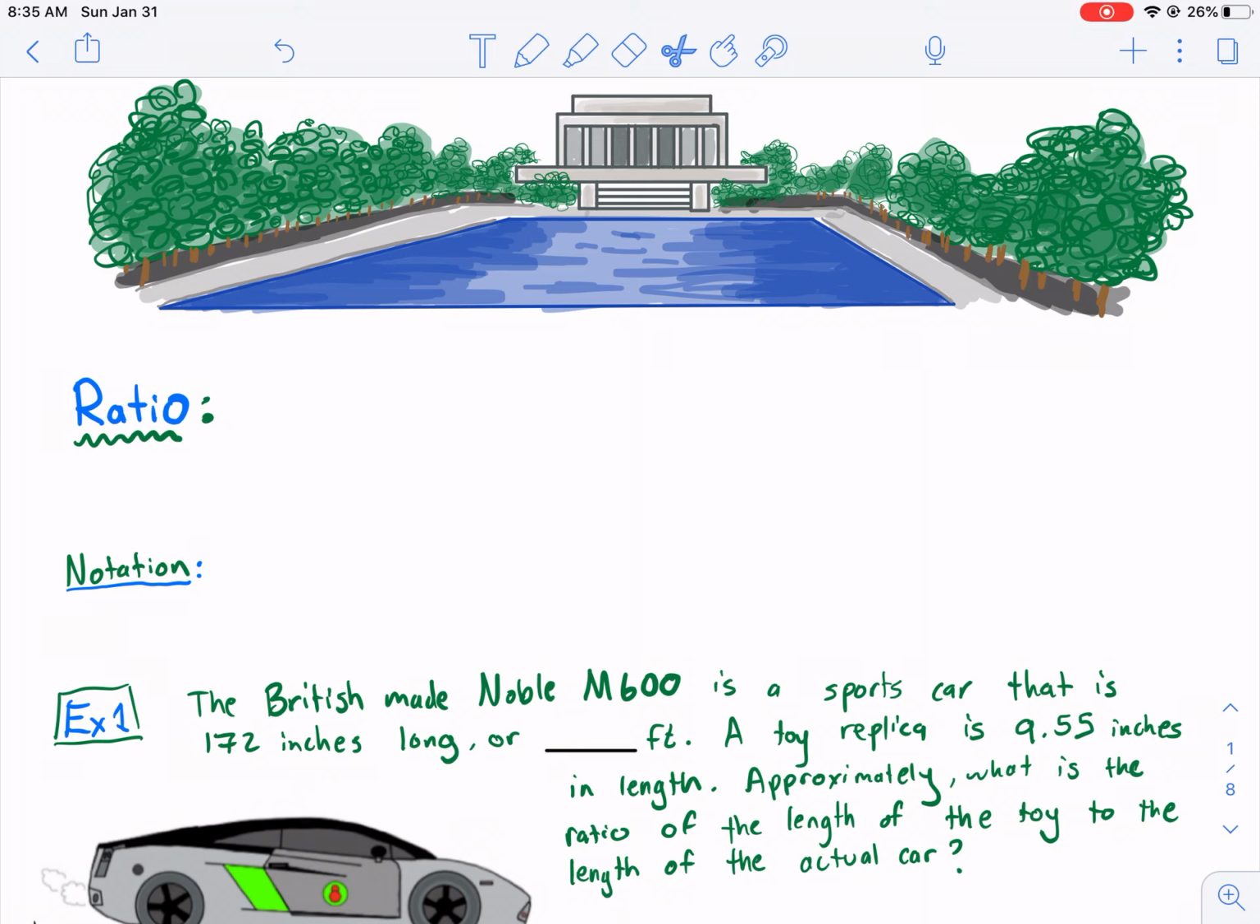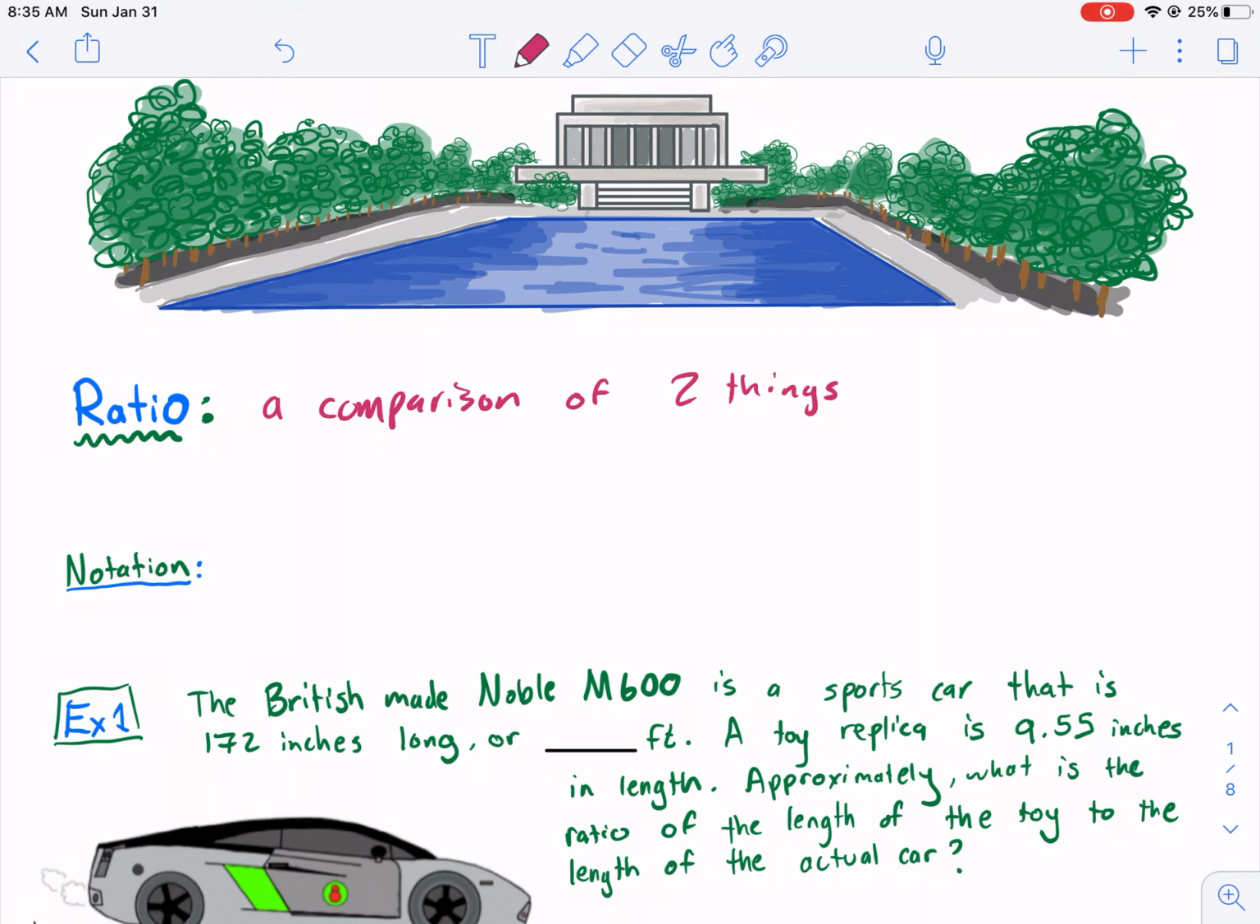Okay, what is a ratio? That's the first thing we're here to talk about. A ratio is a comparison of two things. Usually they're obviously two different things. For example, you've got a ratio of boys to girls in your classroom. That's probably the easiest one to compare.